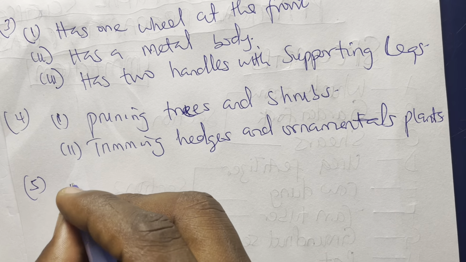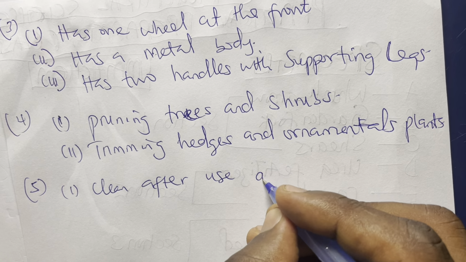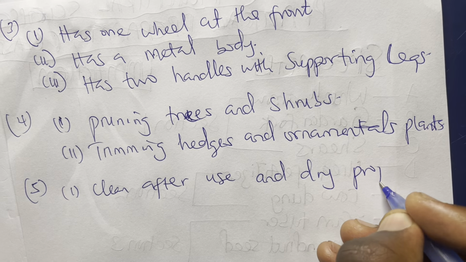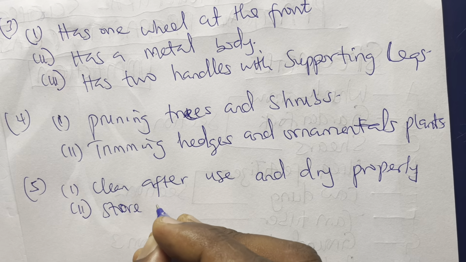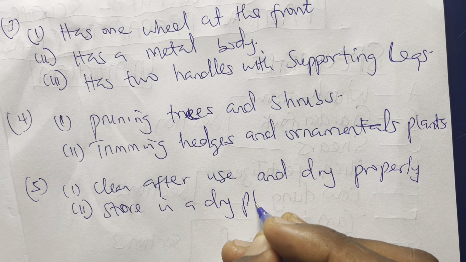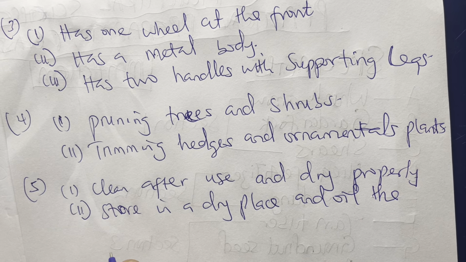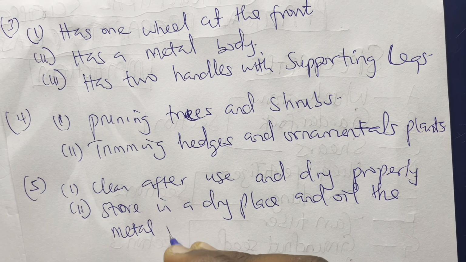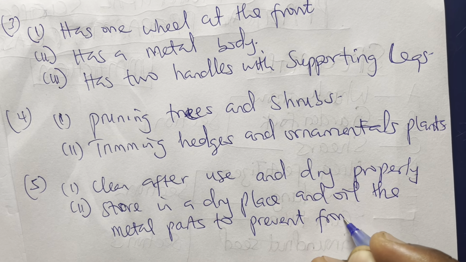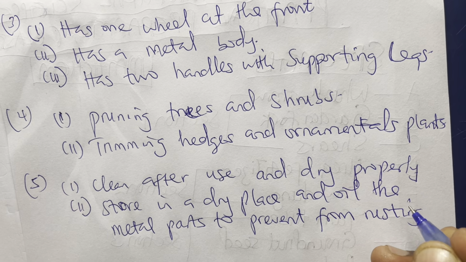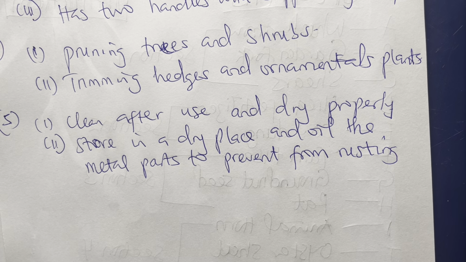So the first one is that you should clean after use, and also you dry it properly. That's number 1. Another maintenance practice is that you should store it in a dry place, and you should oil the metal parts to prevent it from rusting.